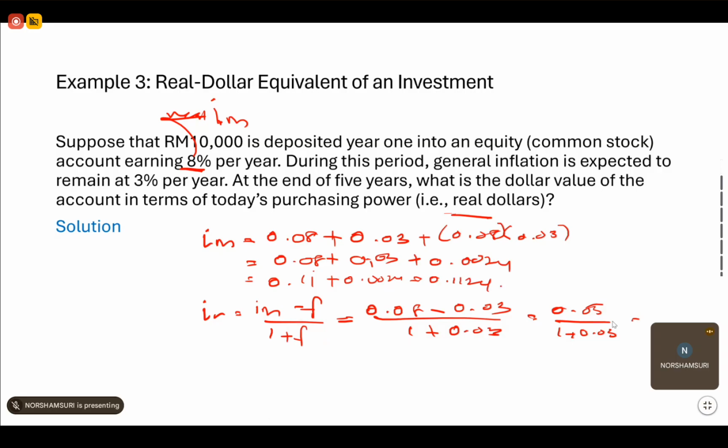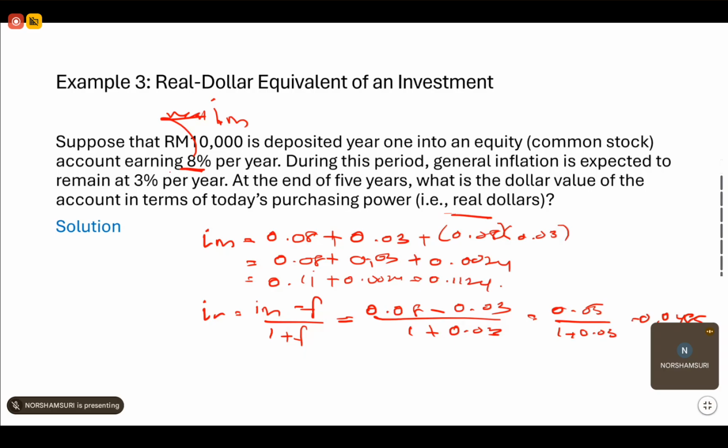Then we get 0.05 divided by 1.03, so it's about 0.0485, something like that. Okay. Now you can use this one.